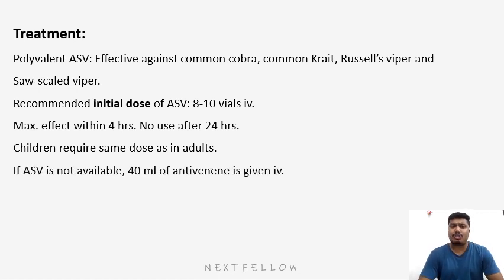And if ASV is not available, then 40 milliliter of antivenin is given IV. It is effective against cobra and Russell's vipers. Okay.